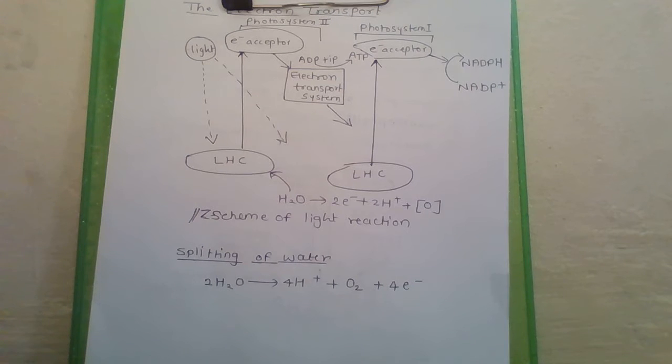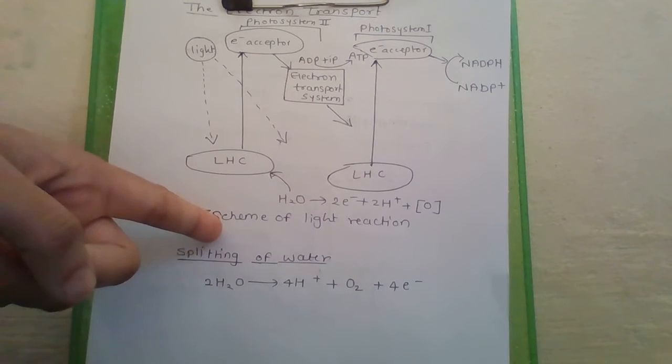If this reaction is carried out in a non-cyclic arrangement, it is called non-cyclic phosphorylation. And if this reaction is carried out in a cyclic arrangement, then it is called cyclic phosphorylation. Now first we will discuss non-cyclic photophosphorylation.